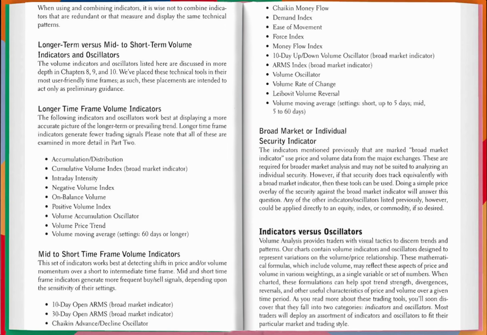10-day Arms broad market indicator. 30-day Arms broad market indicator. Chaikin advance decline oscillator. Chaikin money flow. Demand index. Ease of movement. Force index. Money flow index. 10-day up-down volume oscillator, broad market indicator. Arms index, broad market indicator.